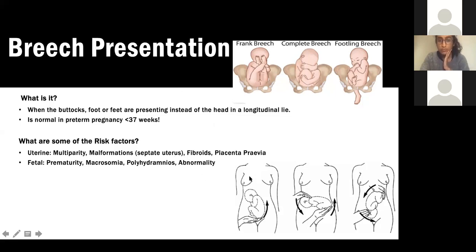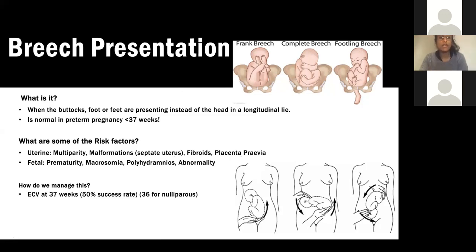So fibroids, we mentioned placenta previa, good. And fetal risk factors are prematurity, macrosomia, polyhydramnios, any kind of congenital abnormality as well. I don't know exactly why, but that's one that increases your risk of breech presentation. And how do we manage this?